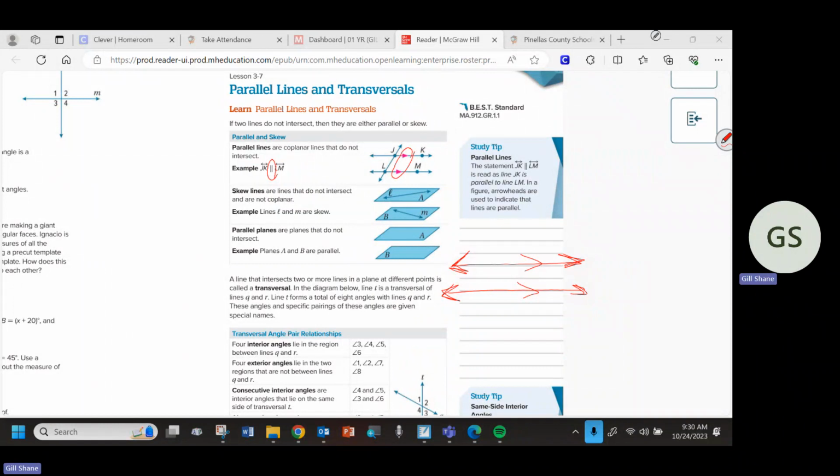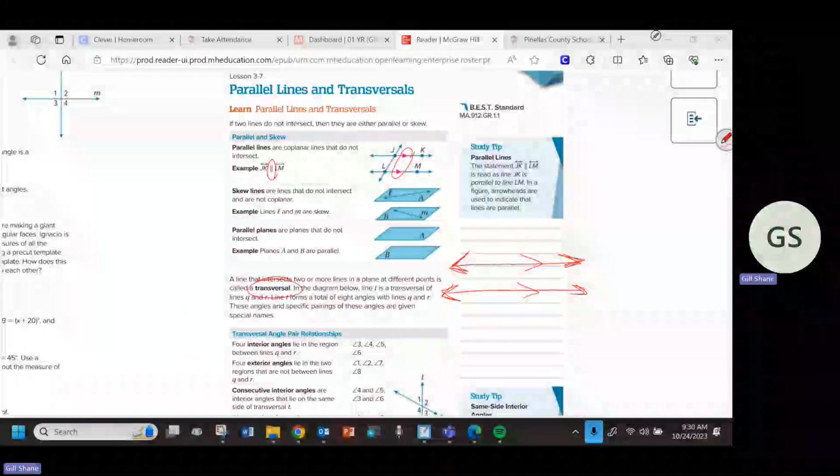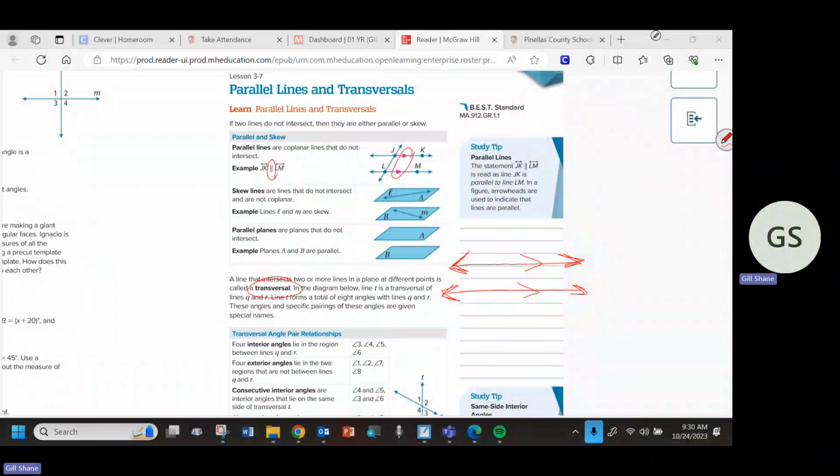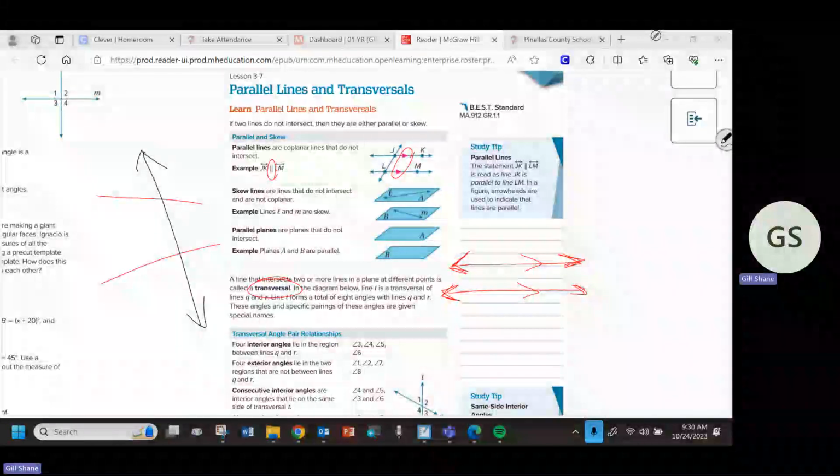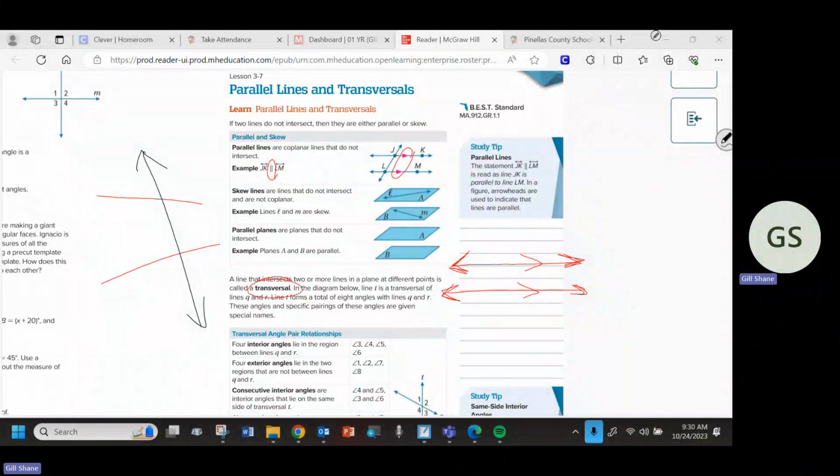All right, so now go down. Oh, so we do need to go over this. You need to know what a transversal is. If you have two lines, and they don't have to be parallel, so that line and that line, clearly not parallel, if I draw a line through those, that black line is called a transversal. It crosses two lines. It could cross more than two, but it has to cross at least two lines to be called a transversal. So that's what that word is that I just circled, transversal.